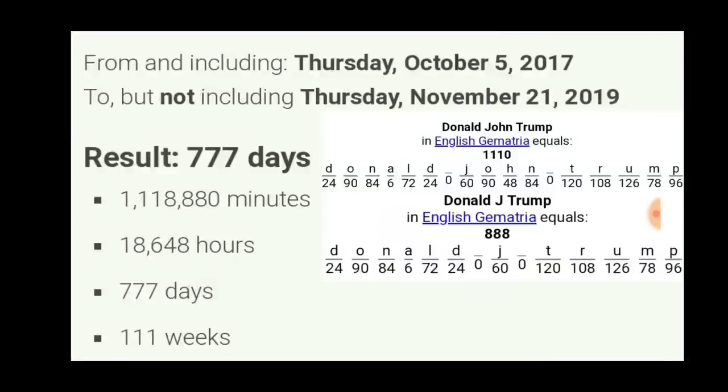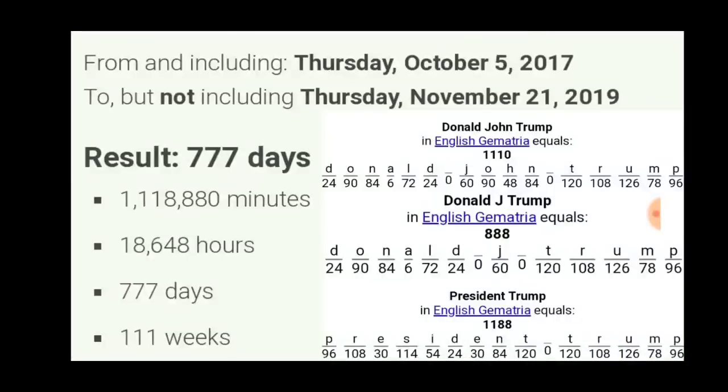And then here we go again. Donald J. Trump, like I said before, was 888. So between his Donald John Trump and Donald J. Trump, it adds up to the minutes. And then check this out again. We got President Trump, which is 1188. I mean, does that match anything? I mean, do you not see this?